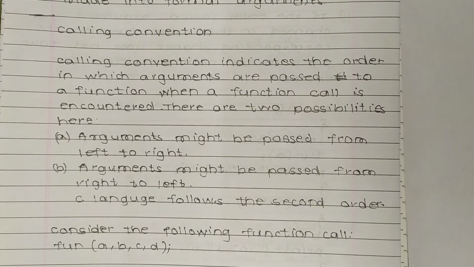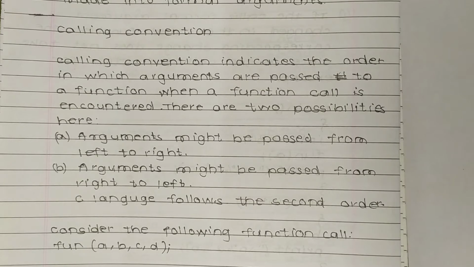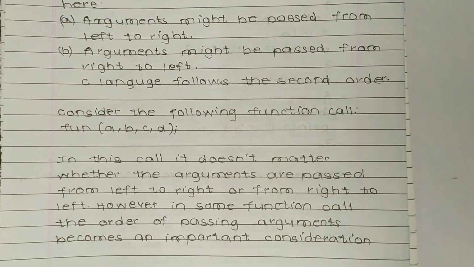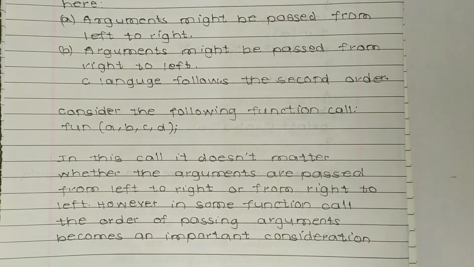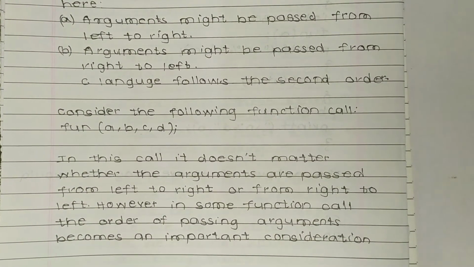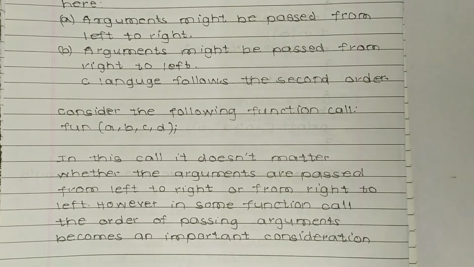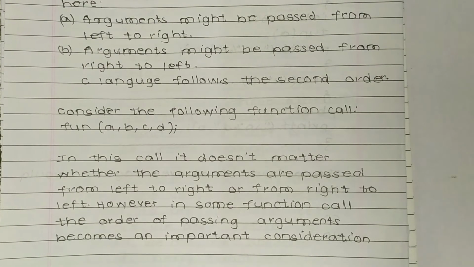First, arguments might be passed from left to right. Second, arguments might be passed from right to left. So these are two possibilities, from left to right and then right to left. C language follows the second order.